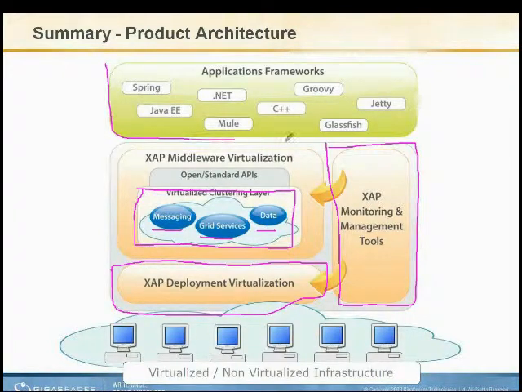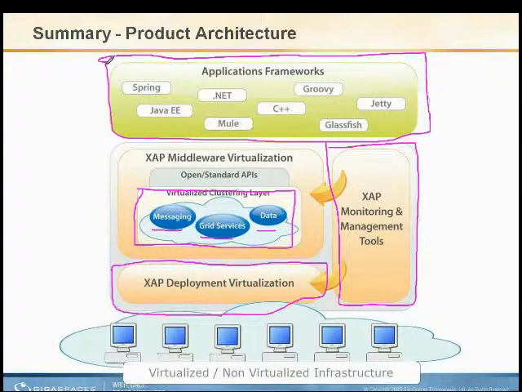Now, at the API level, GigaSpaces supports multiple APIs or multiple development frameworks, most notably Spring and Java. The entire deployment model in Java is based on Spring, so if you're familiar with Spring, using GigaSpaces should be a breeze for you. We also have built-in Java EE support, which I'll describe in the next slide. And GigaSpaces also enables .NET and C++ clients to access the data grid.